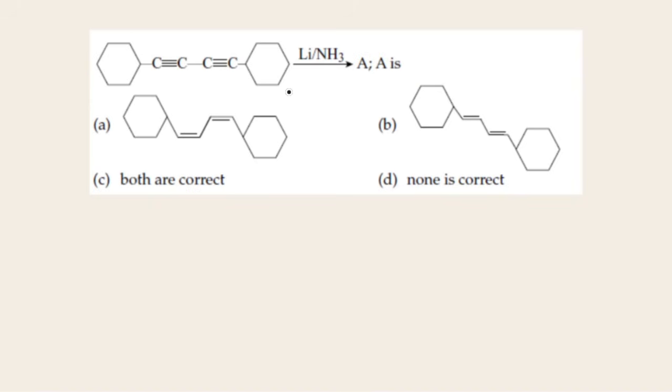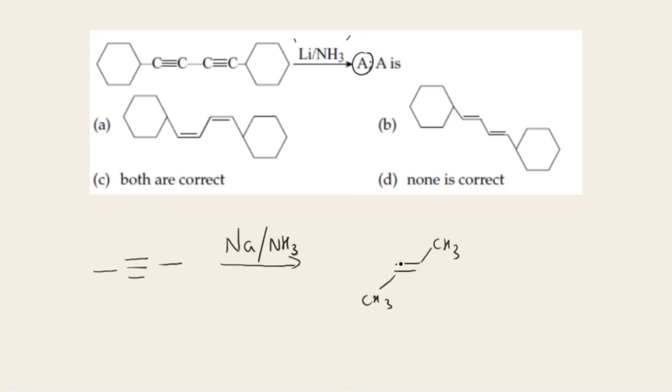The next question is based on the preparation of alkenes from alkynes. The given dialkyne molecule, when it is treated with lithium in liquid ammonia, forms one major product, that is A. We have to identify that. You might have come across similar reactions. Say for example 2-butyne, when it is treated with sodium in liquid ammonia, what do we get? We always get a trans product.